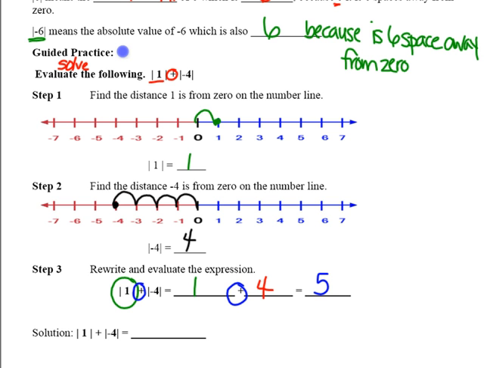Down here, right where it says solution, the last thing we are going to do is rewrite our problem. Absolute value of 1 plus the absolute value of -4 equals 5. And that's our solution. That's all we're going to do today.